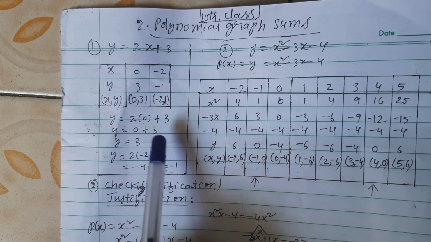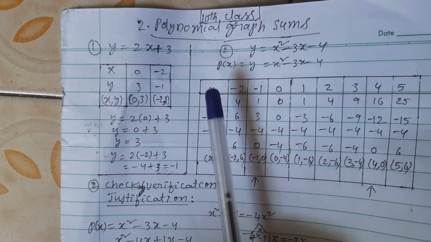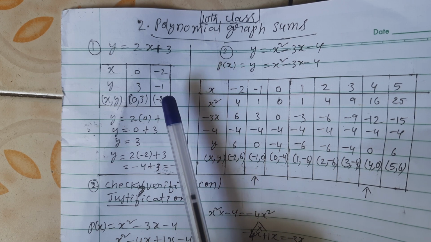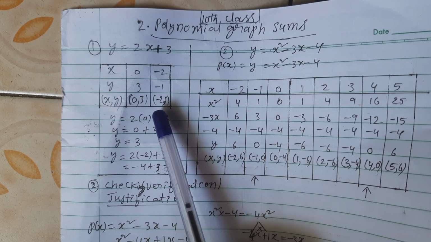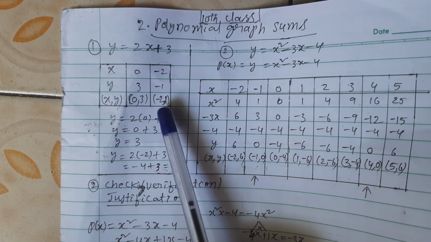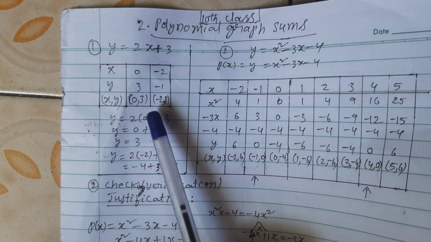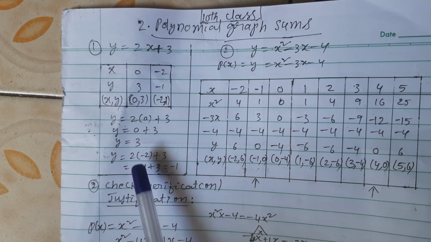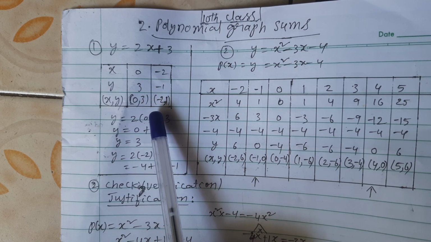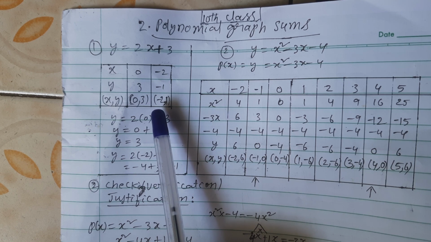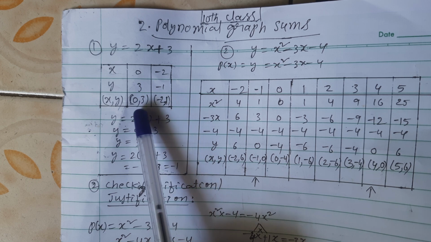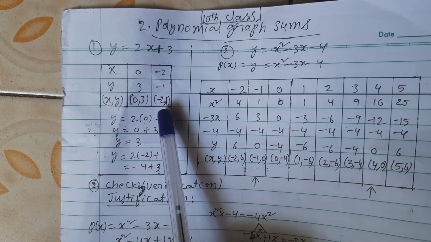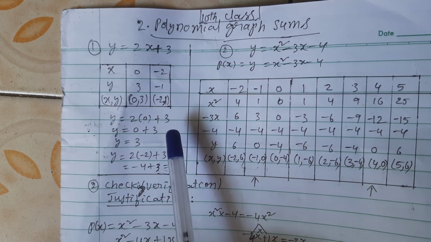For a linear polynomial, 2 points is enough, not more than that. If you want to take more, you can, no problem. The minimum points to draw a line, 2 points is enough. So the 2x plus 3 line graph we are going to draw. After substituting the values, you plot the values on a graph paper, and you will get that very clearly. Later we will discuss the cubic polynomial again.